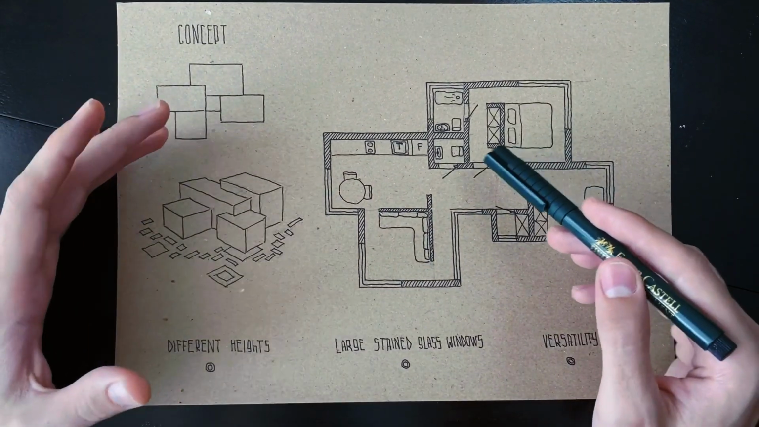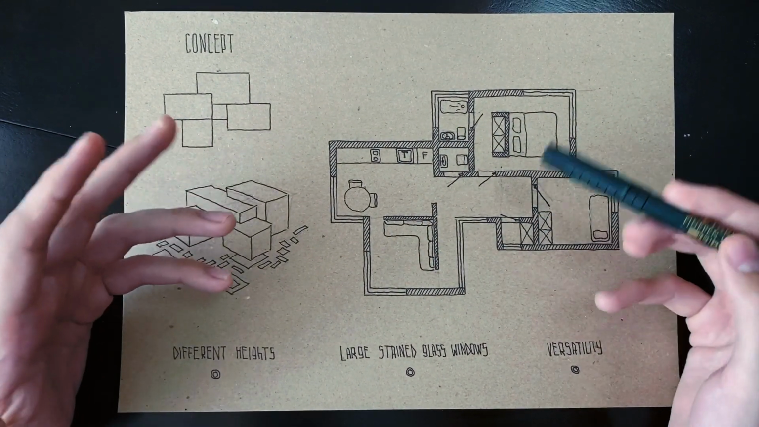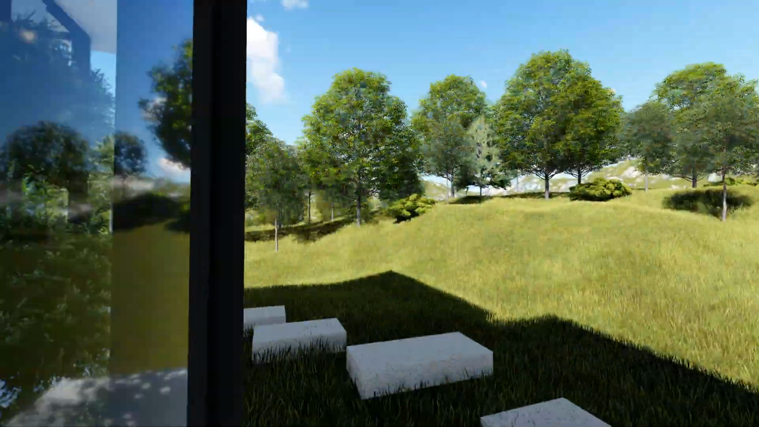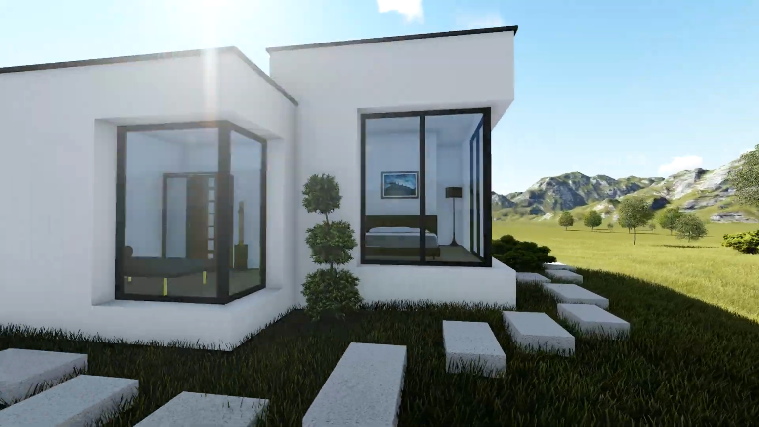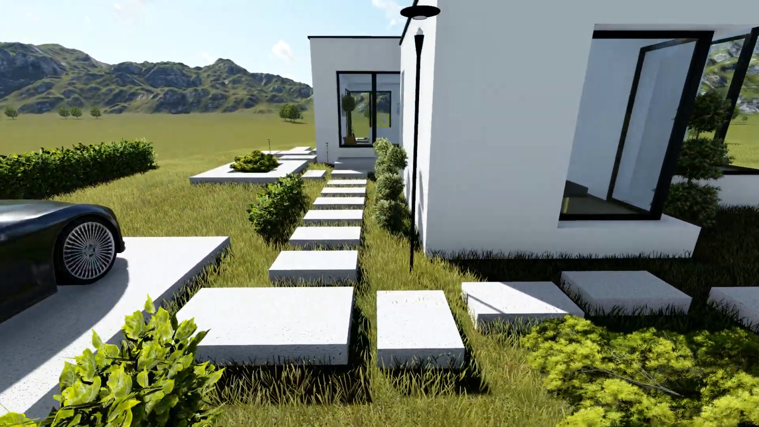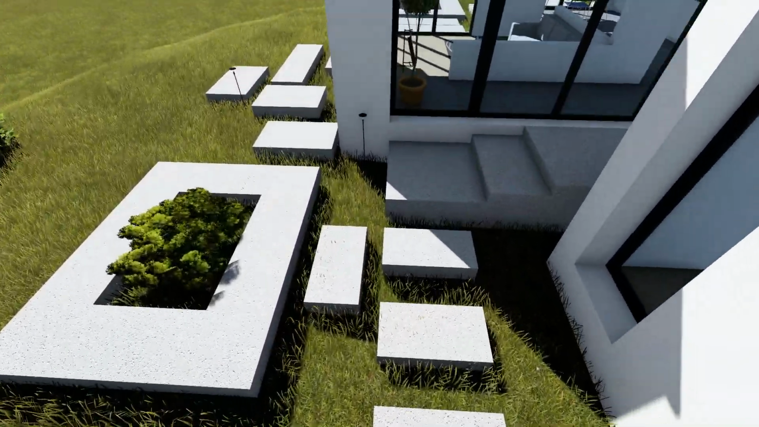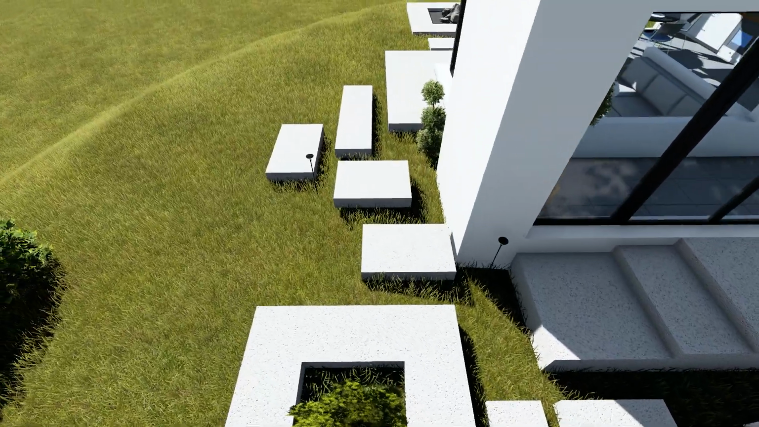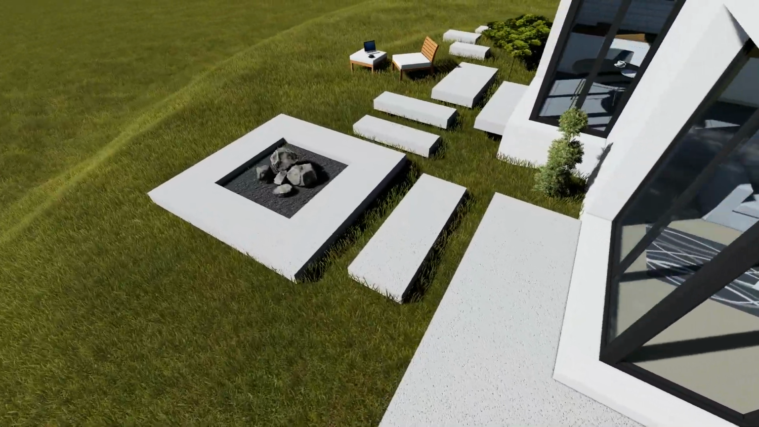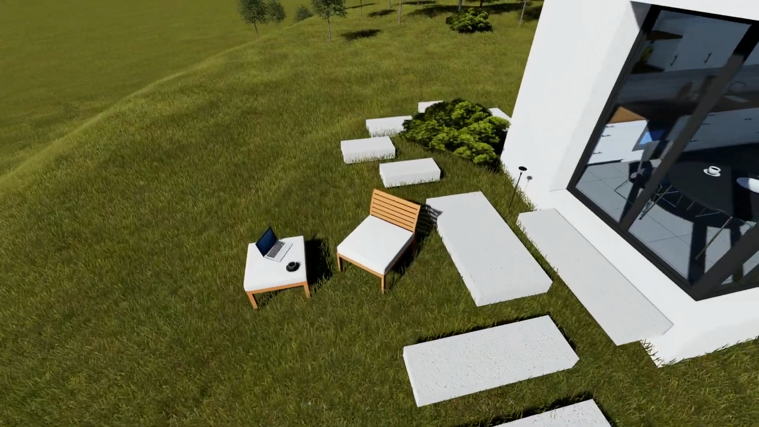As I said before, by design, due to the sliding windows, the house has an exit to the street on all sides, so I surrounded it with a single path of concrete slabs. I also added outdoor sitting areas near the kitchen and living room.